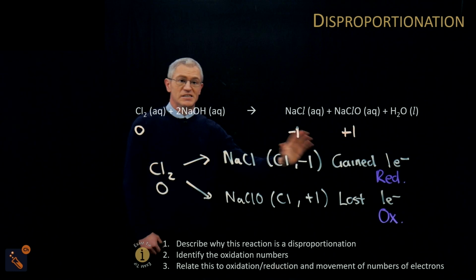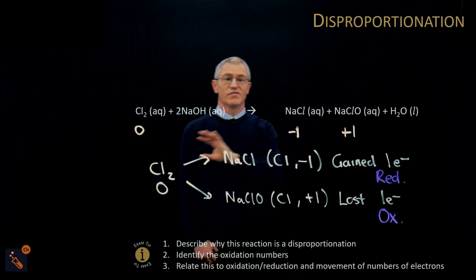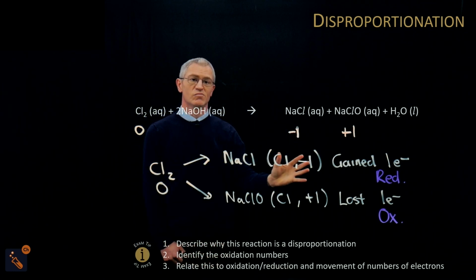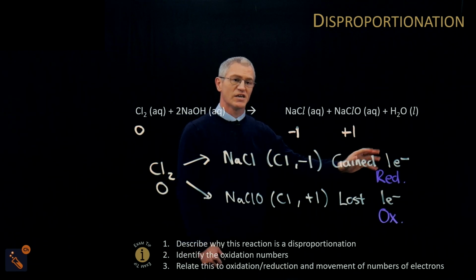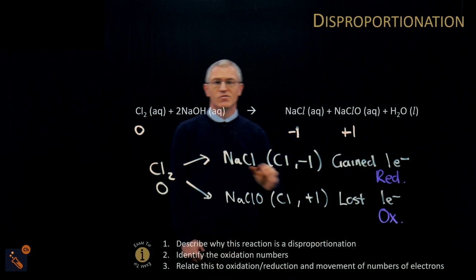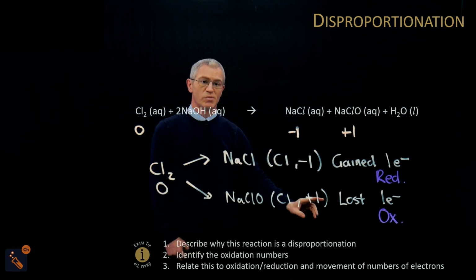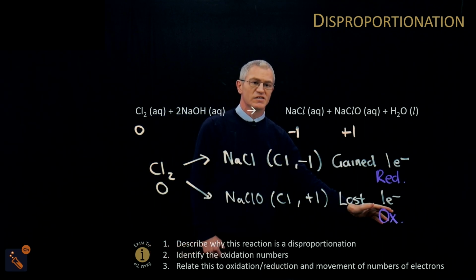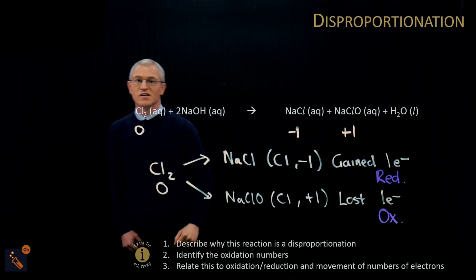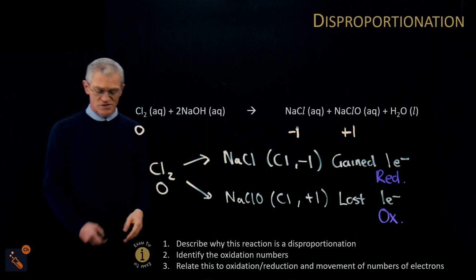So therefore this is a disproportionation reaction because we have a chlorine which has gained 1 electron, so it is reduced. We also have chlorine which has lost 1 electron, because it's gone to the +1 oxidation number, and therefore it is oxidized. So this is another example of disproportionation.